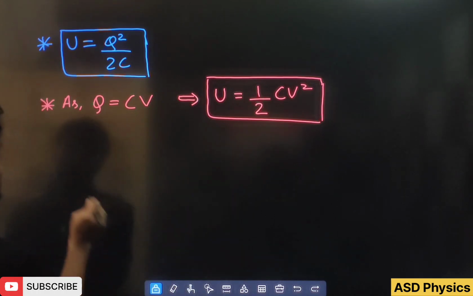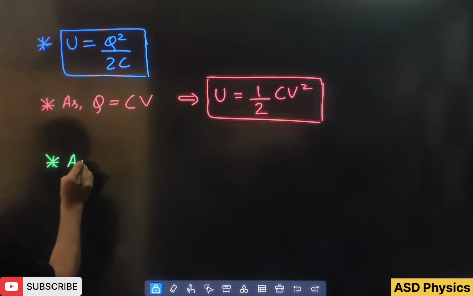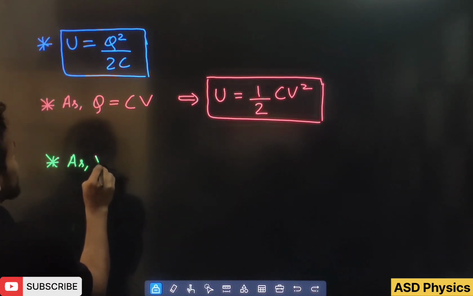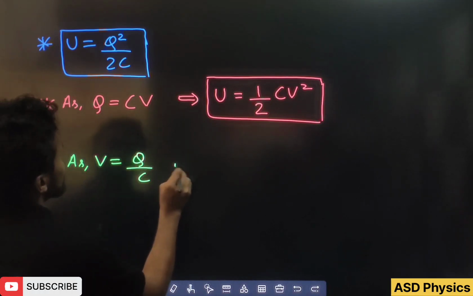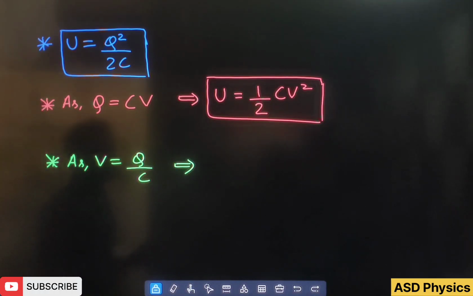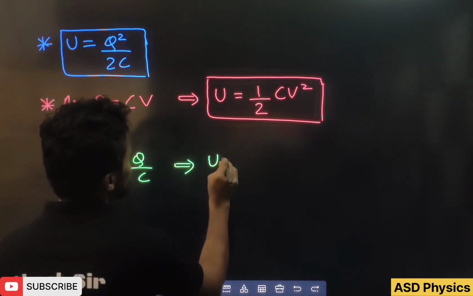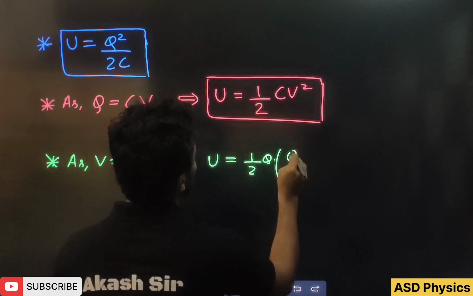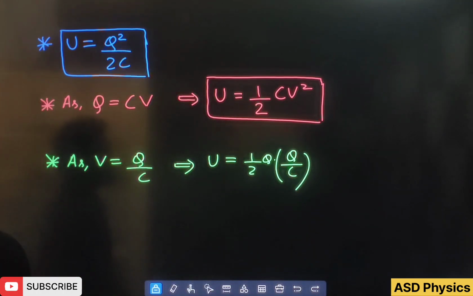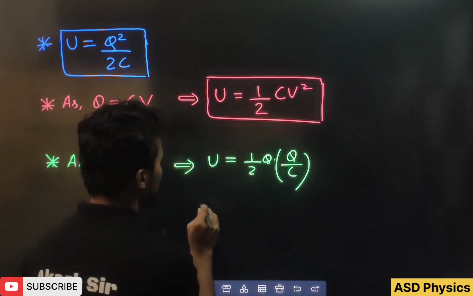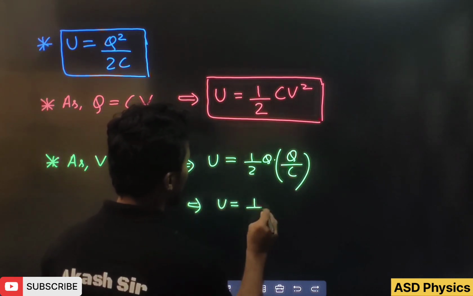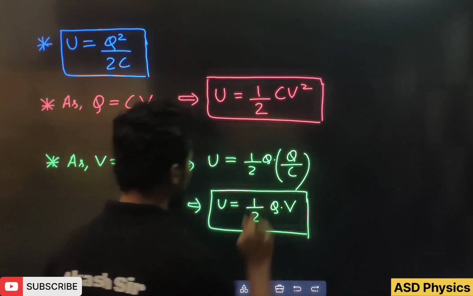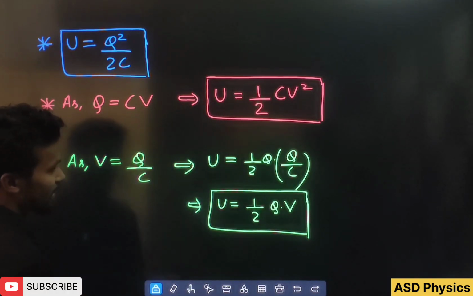After that, students, next one, the third one. You know very well, we can write V equal to Q by C. So in this situation, U equal to half Q into Q by C. And what is Q by C? V. Okay, so hence, students, we can write U equal to half QV. What is this? U equal to half QV. This is also the energy stored in a capacitor. That means we can write it in a number of forms.